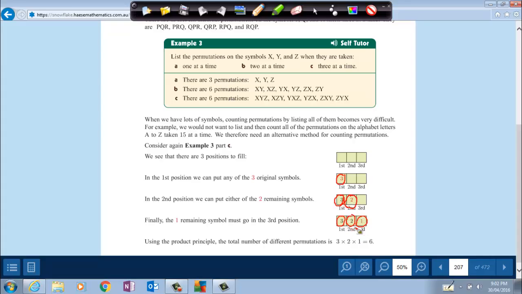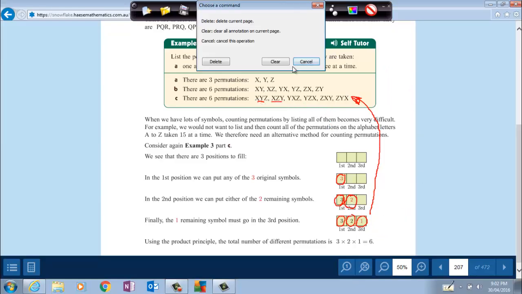Now it's a bit like the AND principle, the product principle we learnt before. There's 3 ways of the first, followed by 2 ways of the second, followed by 1 way for the third, so we multiply them. 3 times 2 times 1 equals 6. So that agrees with this here, because this is taking 3 at a time, and there's 6 different ways of getting it.